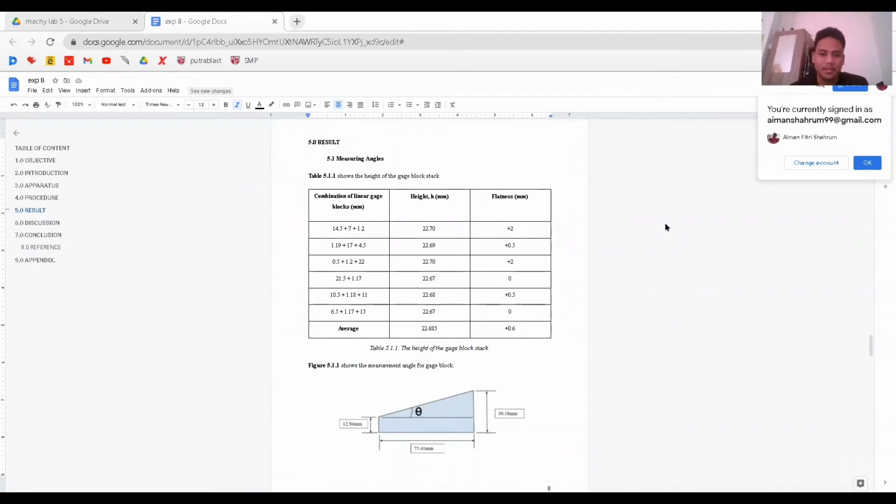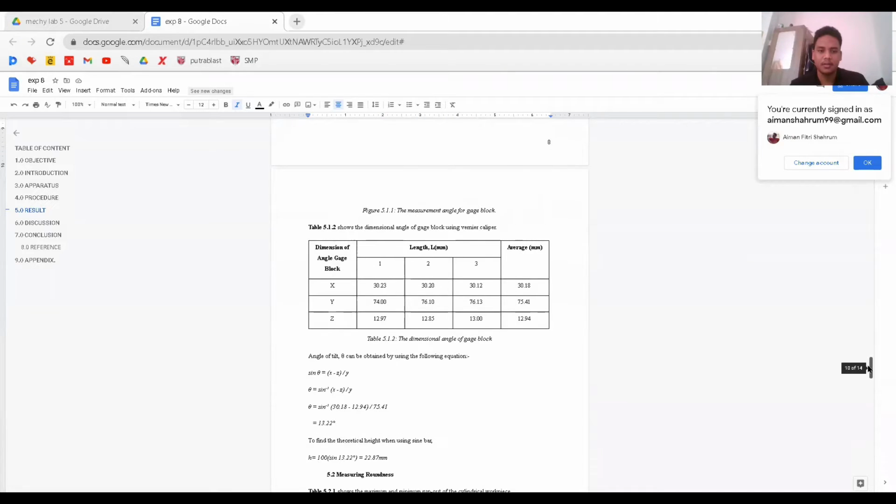So we'll jump to the result of the experiment. For experiment 8, we do 2 experiments. The first experiment is measuring angle. As we can see, we have 6 combinations of the linear gauge blocks, and we have to find the height and the flatness. From these 6 combinations, we get the average height of 22.685 mm, and we get a plus 0.6 mm in flatness.